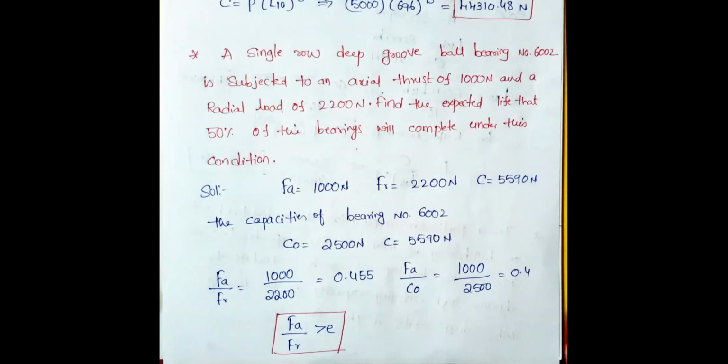Check whether FA by C naught value 0.4 is in the list given to you. Suppose 0.4 is not there, but you have 0.27 or 0.3, no problem. Please go to the nearer value. Corresponding E value you have to note down.